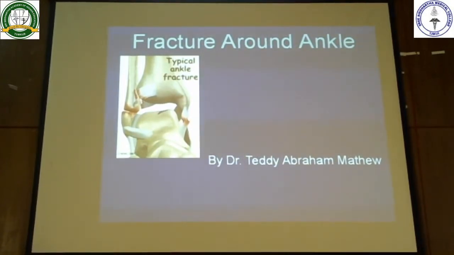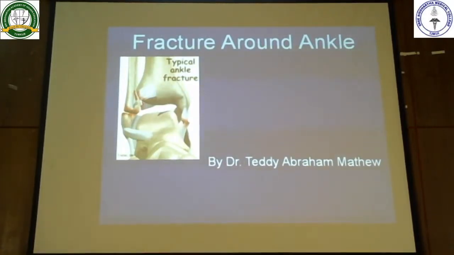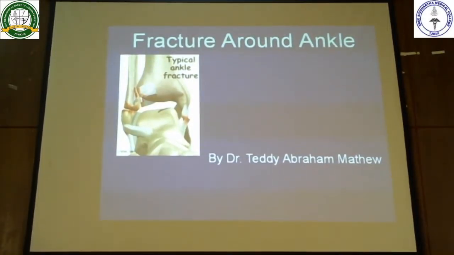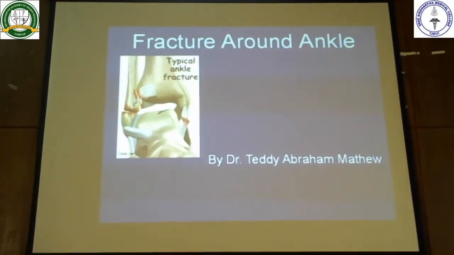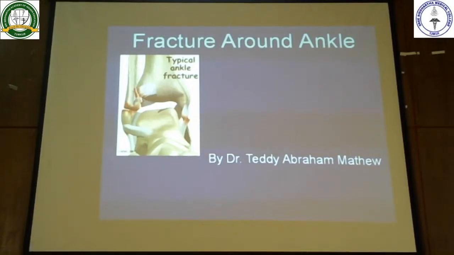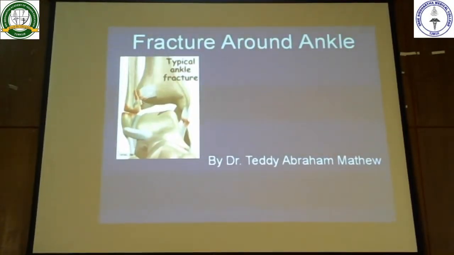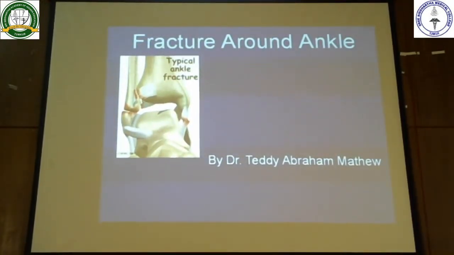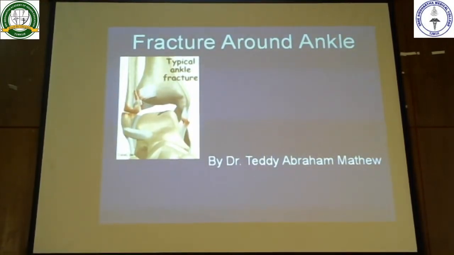Good afternoon, students. Today my topic is fractures around the ankle joint. We already covered some topics regarding fractures around the femur, like the shaft of femur. So, further continuing with the lower limb, this is still another long question which can be asked, or some parts of it can be asked as short notes also. So this is actually a very big topic.